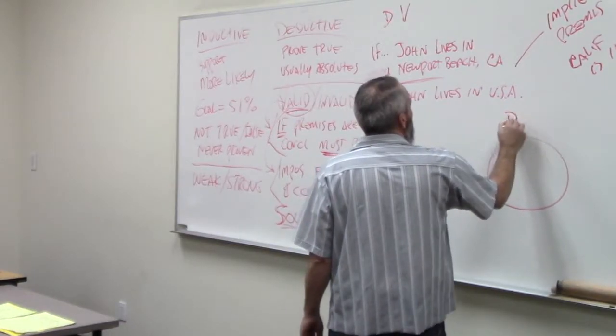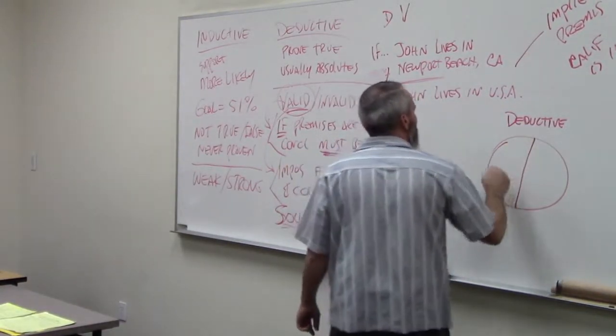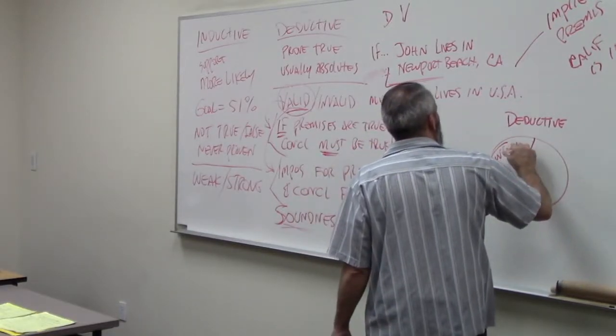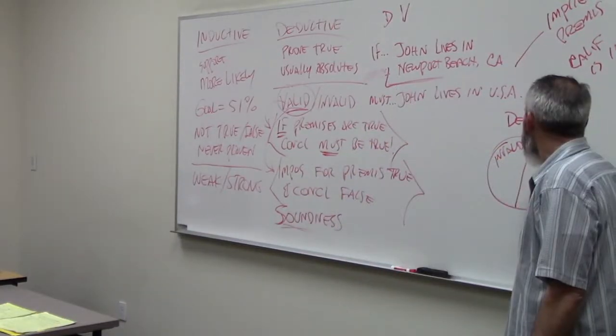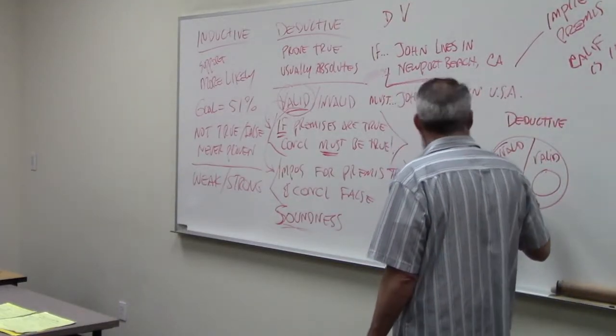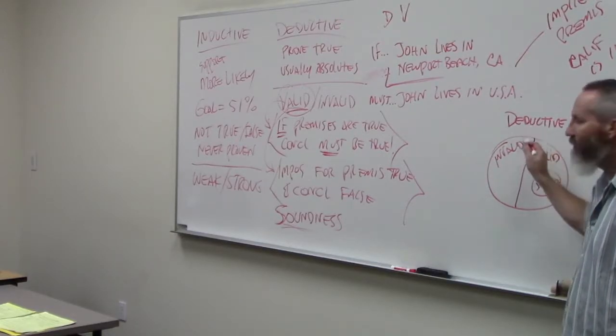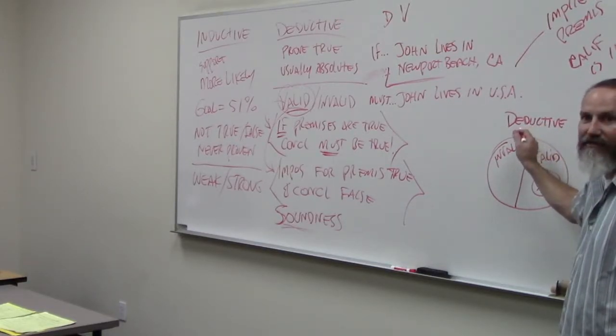So you have deductive arguments, we'll split them in half. You have invalid and you have valid. Some of the valid arguments are sound. So all sound arguments are valid and all valid arguments are deductive. All sound arguments must be deductive.